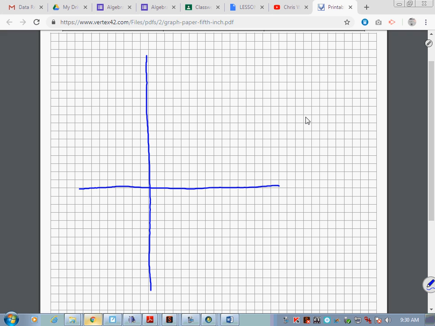A is -3, 0. Just as a refresher, -3 means I'm going to go where from the origin? To the left 3, right? So I got 1, 2, 3, and 0. I'm just going to make my point right there. That's my A. B is 3, 4, so it's going to go to the right 3, and up 4. So I got A, got B.